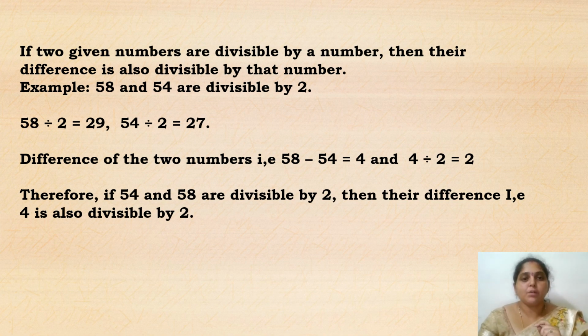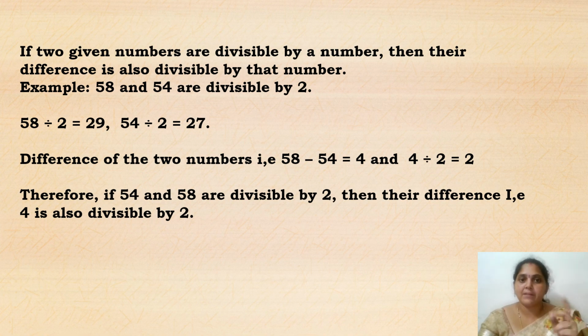Now, if two given numbers are divisible by a number, then the difference is also divisible by that number. Before, we saw that when we add the two numbers, we get the sum. Addition means we are adding and getting the higher value. So that higher value is also divisible by the number we have taken. Now, here we are checking the difference. The difference, the lower number, should also be divisible by the number we have taken.